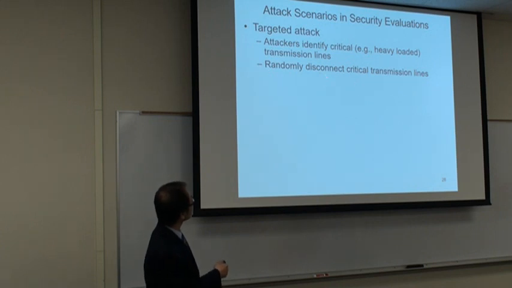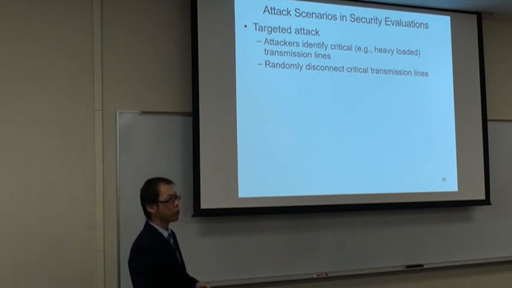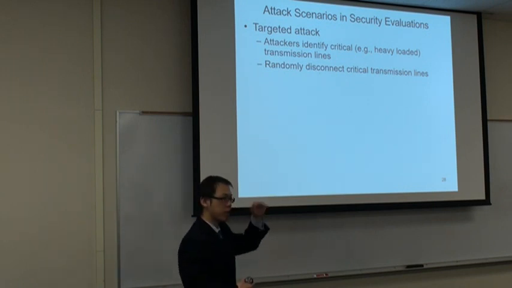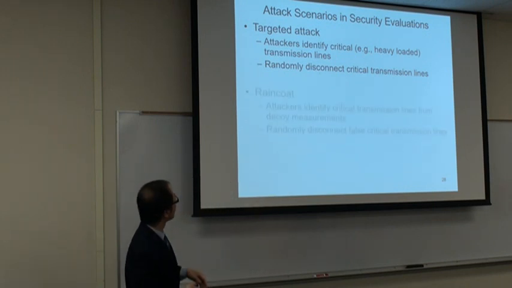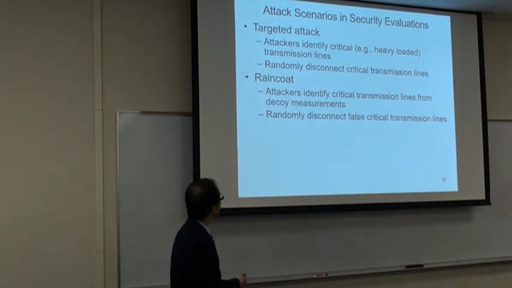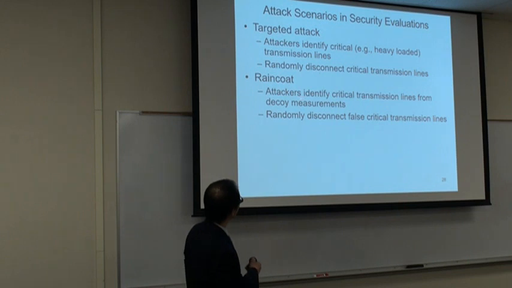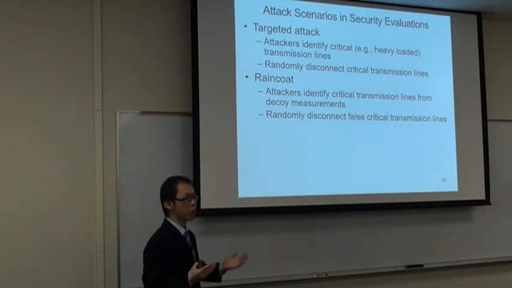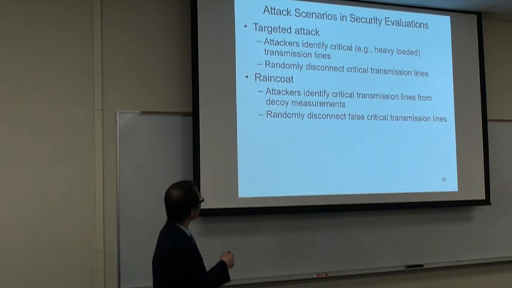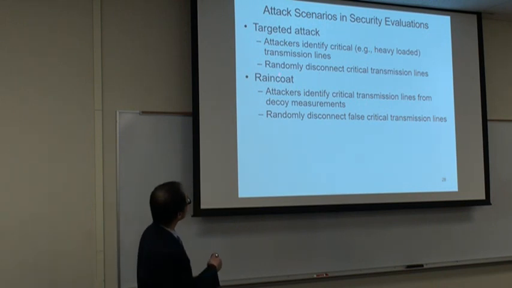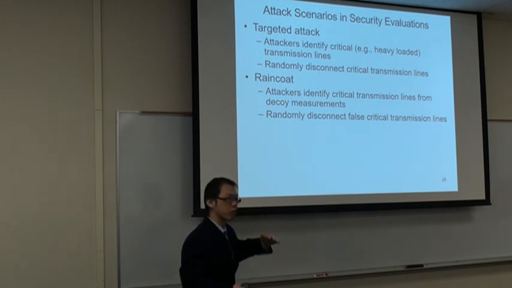And it only randomly disconnects those critical transmission lines. We can imagine that, because it can do that, the probability of successful attacks can be very high. But with the protection of this raincoat, the attacker only identifies some critical transmission lines from the decoy measurement, which are actually not really critical in the real power system. So what happens if they only randomly disconnect those falsely critical transmission lines? You can imagine the probability of attacks can be reduced.